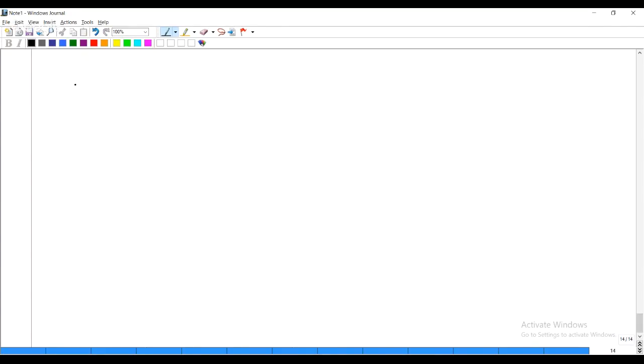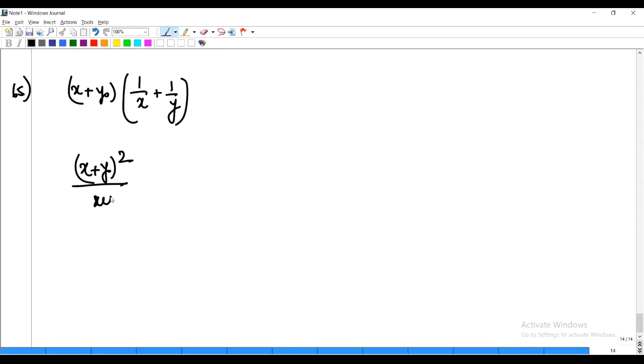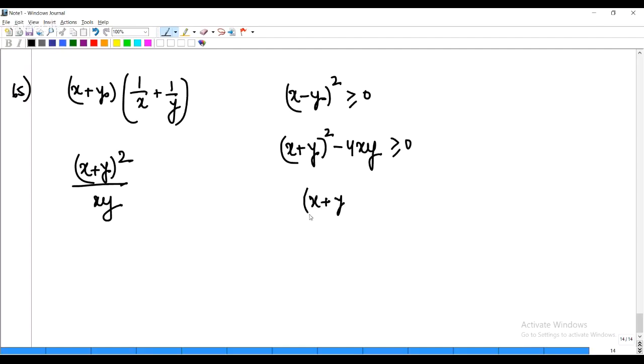The minimum value of x plus y into 1 by x plus 1 by y. I would say if you take it, it will be x plus y whole square by xy. I would say x minus y whole square is always greater than or equal to 0. I would say x plus y whole square minus 4xy is greater than or equal to 0. x plus y whole square by xy is greater than or equal to 4. So the minimum value becomes 4 here.